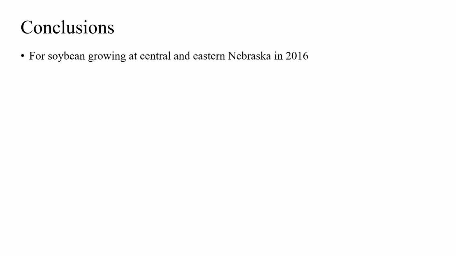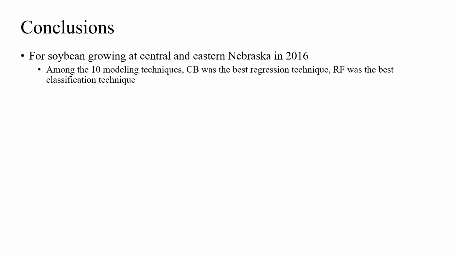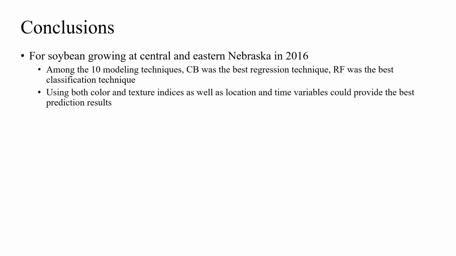In conclusion, for soybean growing at central and eastern Nebraska in 2016, for the purpose of soybean trait early prediction through color and texture features of canopy RGB imagery, among the 10 compared modeling techniques, Cubist was the best regression technique, and random forest was the best classification technique. Using both color and texture indices as well as variables that account for soybean plot location difference and data collection timing difference could provide the best prediction results.